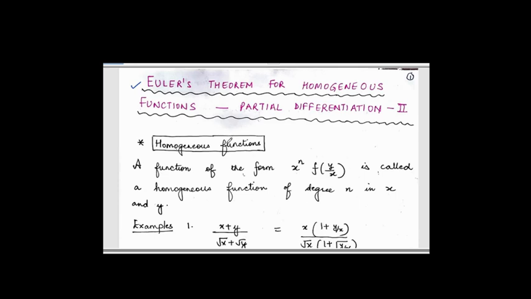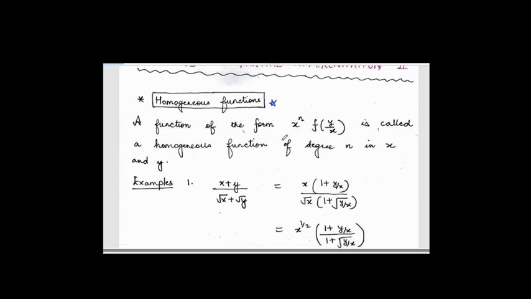So let's first begin by understanding what homogeneity is with respect to partial differentiation. When we talk about homogeneous functions in partial differentiation, any function of the form x to the power n into anything involving y by x, so a power of x attached with a function of y by x, is called a homogeneous function of degree n in x and y.